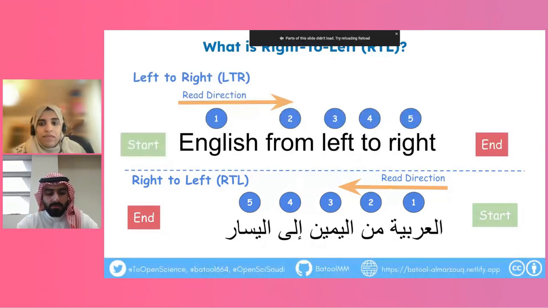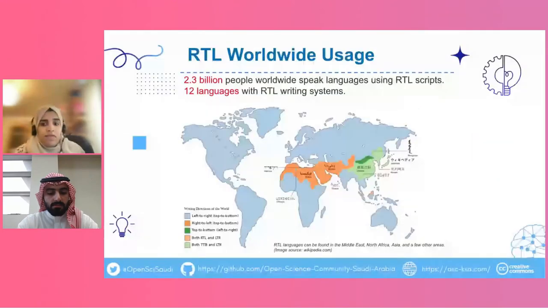According to W3C, more than 2.5 billion people worldwide speak languages using RTL, right to left, which is shown in the orange color. There are 12 languages with an RTL writing system, and the most prominent examples include Arabic, the official language in at least 26 countries with around 500 million speakers, and it's the most popular language.